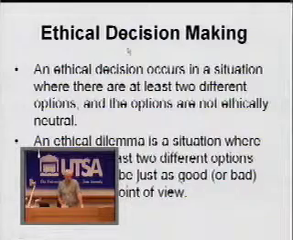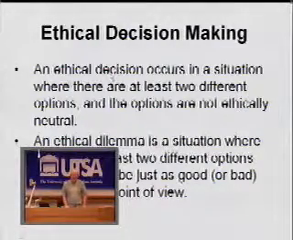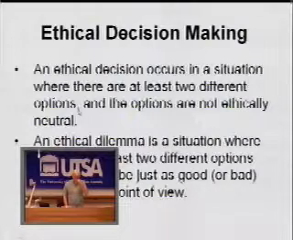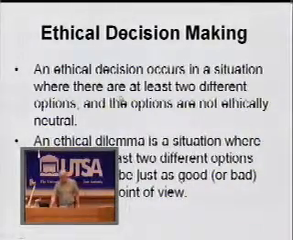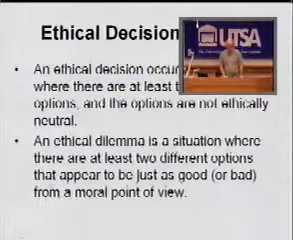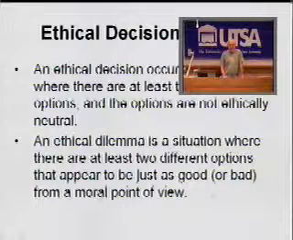So ethical decision making is very important on all levels of research. An ethical decision occurs in a situation where there are at least two different options. This is an ethical dilemma, and the options are not ethically neutral. In other words, you might have two opposing principles or theories that are invoked, and you have to decide which is the more appropriate to implement in the decision-making process. An ethical dilemma is a situation where there are at least two different options and they appear to be just as good or bad from a moral point of view.